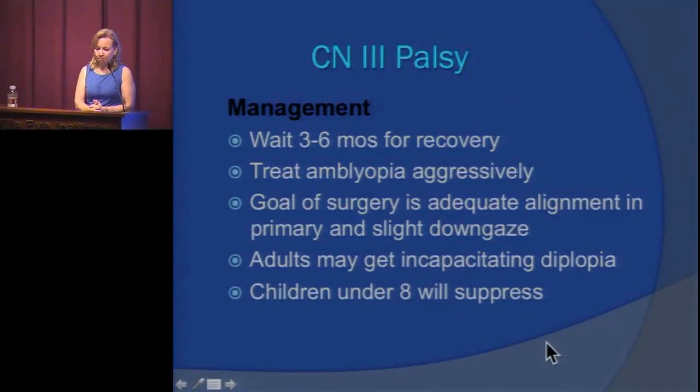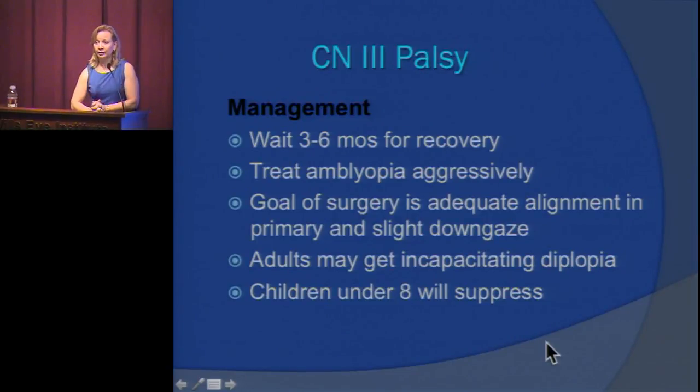All misdirections. The management of third nerve paresis would be that you wait 3 to 6 months for recovery. You treat the amblyopia aggressively in a child, because they will definitely get amblyopic because of the difficulty of fusing a third nerve paresis in most positions. The goal of surgery is to try to get adequate alignment in primary position and slight down gaze for reading. Adults are very difficult to treat. They'll sometimes get incapacity and diplopia because the field of alignment is so small. Children under 8 will usually suppress, so that's actually a good feature for them.